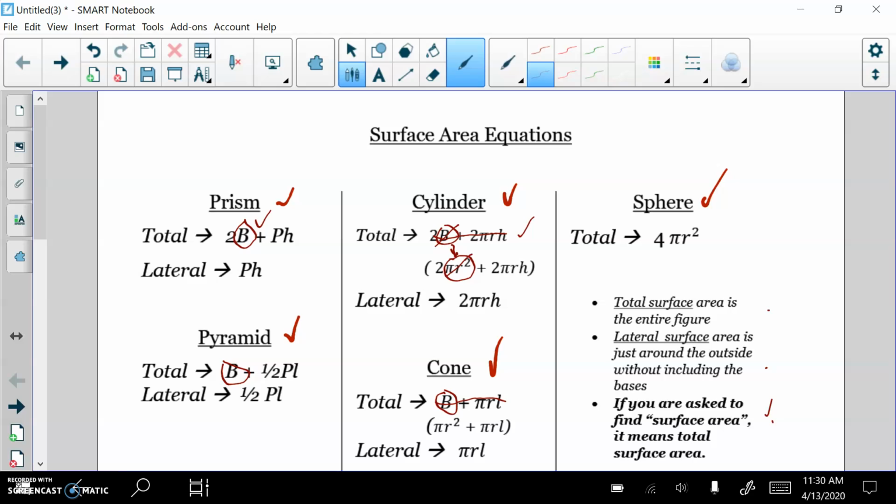I'm going to stop this video, and the next video will be lateral and surface area of prisms and pyramids.